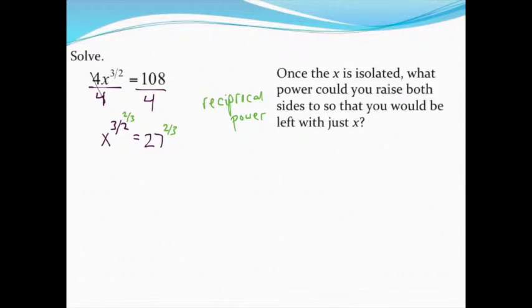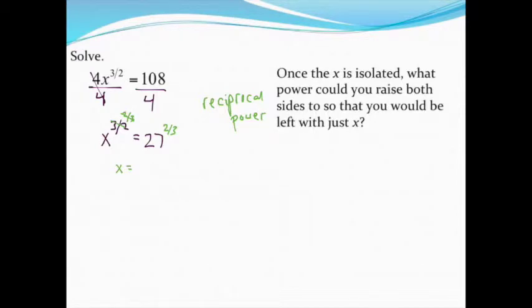As we just mentioned, the rule for raising a power to a power is to multiply. 3/2 times 2/3 cancels out. It becomes just a 1. So I end up with x equals, now be careful, even though we multiplied, we were doing that because we had exponents. 27 is not an exponent, so I'm not doing 27 times 2/3, I'm doing 27 raised to the 2/3.